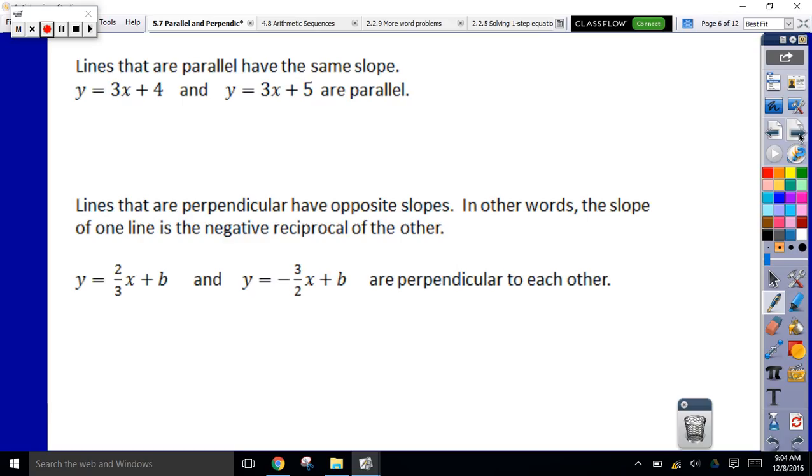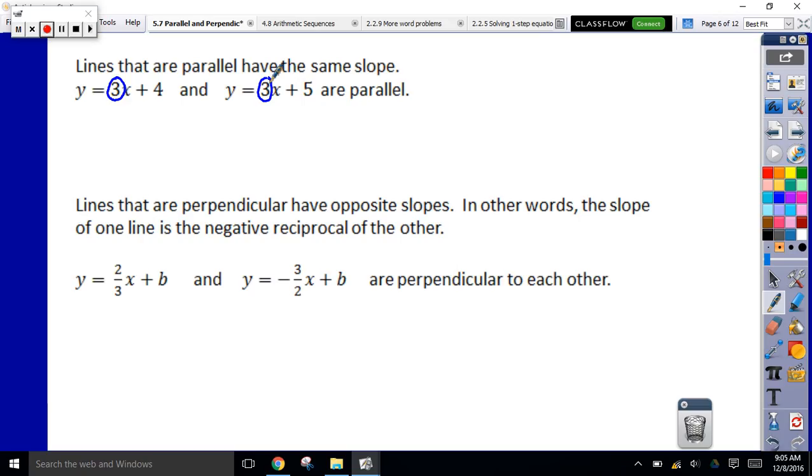Okay, lines that are parallel have the same slope, because if the line is going at the same slope, you've got two lines, they're never going to cross. They're going to be parallel. So if we have these two equations, our slope is 3 in both cases, so those are going to be parallel lines.